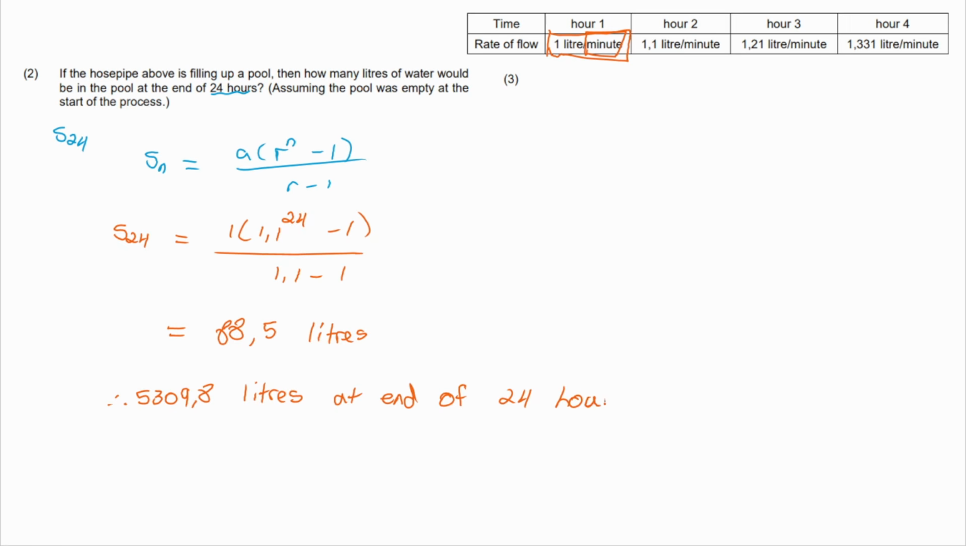The reason I had to times this by 60 is because this is liters per minute. So I would have to times this number over here by 60, because the rate of flow is 1.1 liters per minute. So I have to times that by 60 to find the liters in hour 2. That's why I times this answer by 60. So be careful with that one, it's a bit easy to miss. I nearly missed that.